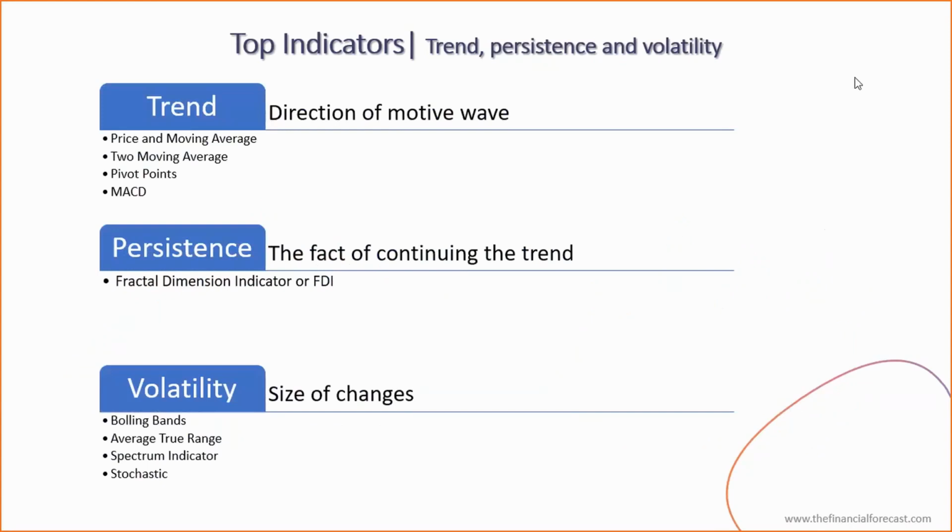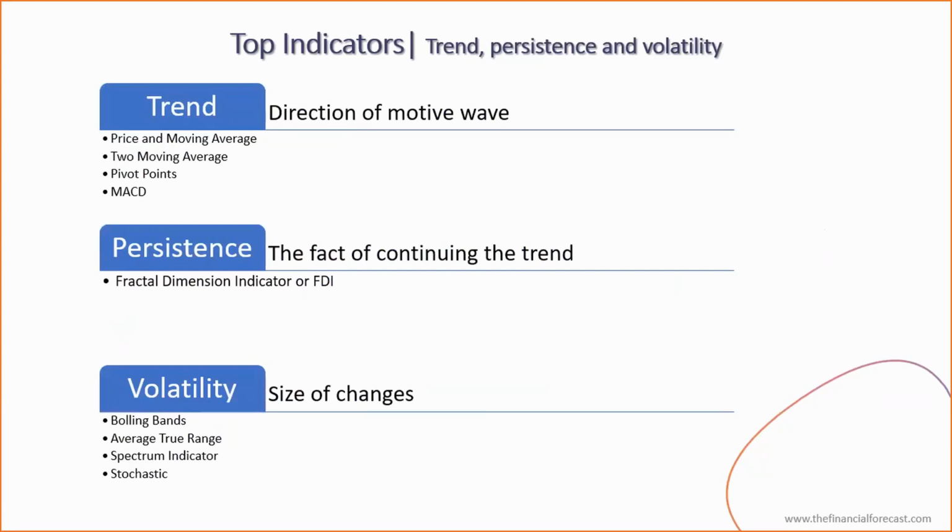But also it's very important not only to check the structure by itself. We need more insight. We need to define as much as we can the sentiment of the investors within that pattern. That's why we will use 3 elements, 3 pillars that will describe completely the behavior of the pattern, how the pattern looks like. So we will use trend as the direction of the motive wave. We'll use persistence as the fact of continuing the trend. This is coming from the fractal theory. Volatility, we will talk about the size of changes.